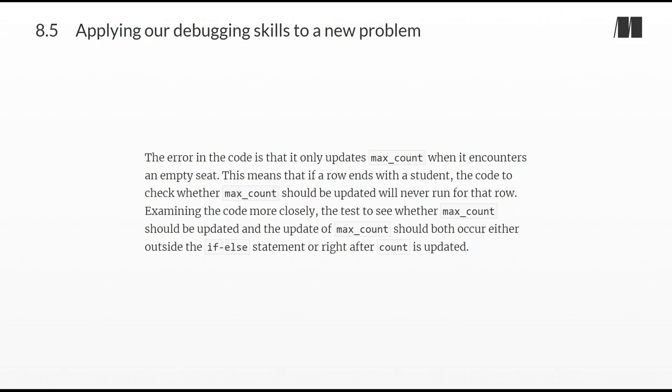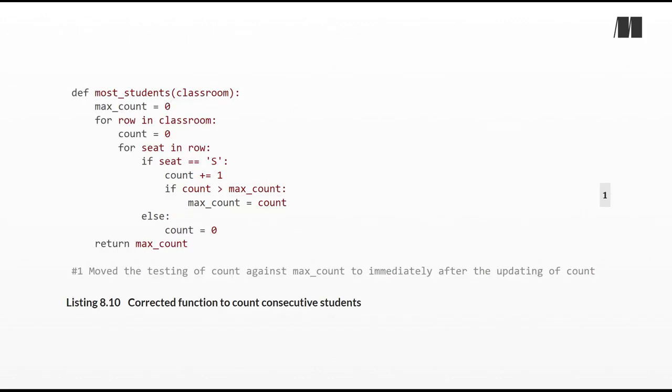Examining the code more closely, the test to see whether max count should be updated and the update of max count should both occur either outside the if-else statement or right after count is updated. This is a fix we can probably just make manually because all we need to do is move 2 lines of code to a better location. The code in listing 8.10 is the corrected function, without the tests or prompts. Listing 8.10. Corrected function to count consecutive students.